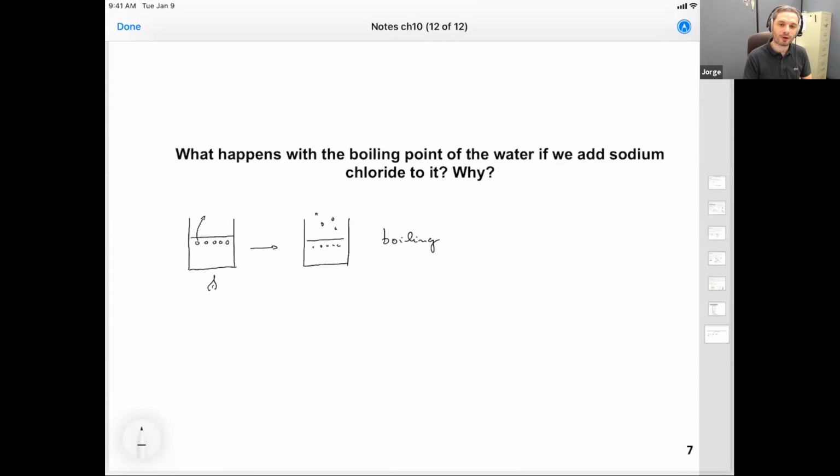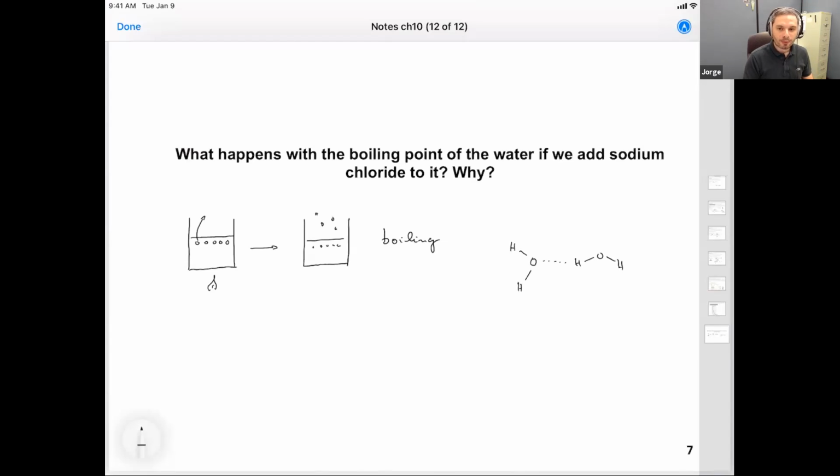So for the water to be evaporated or boiled, the molecules have to come out of the liquid and go to the air. For that to happen, we have to break the hydrogen bonding between two molecules.